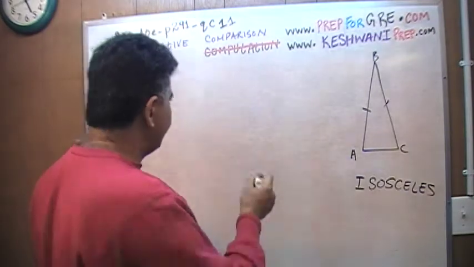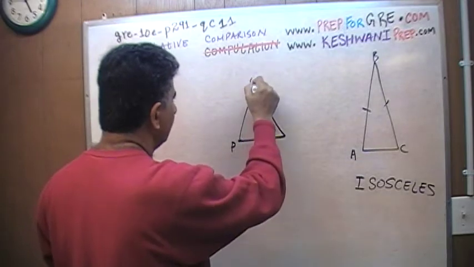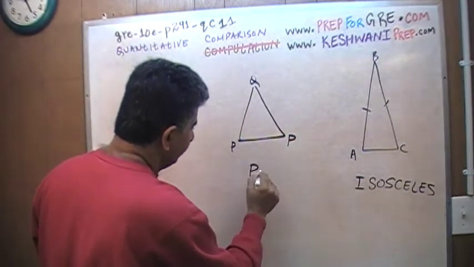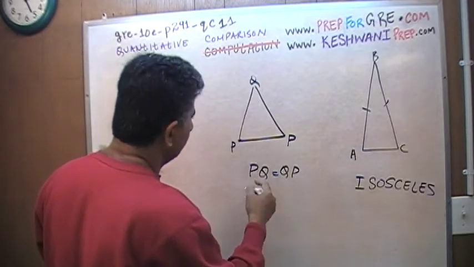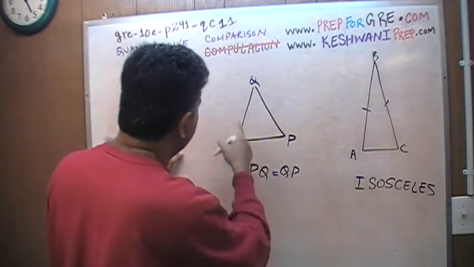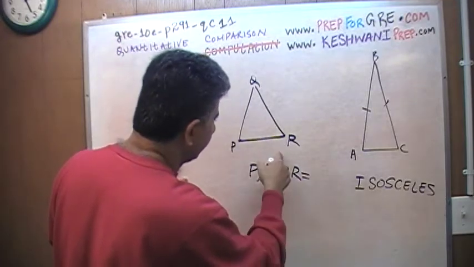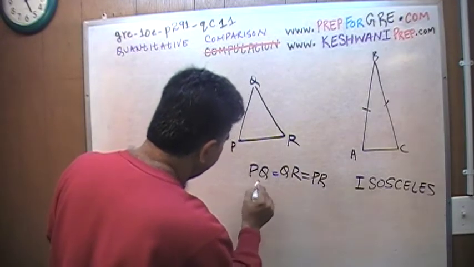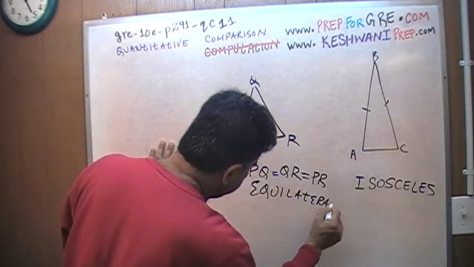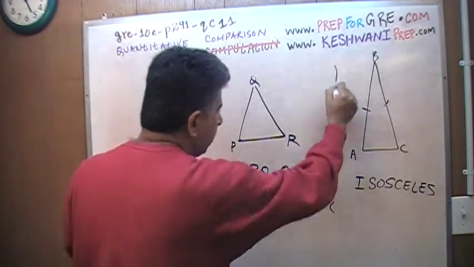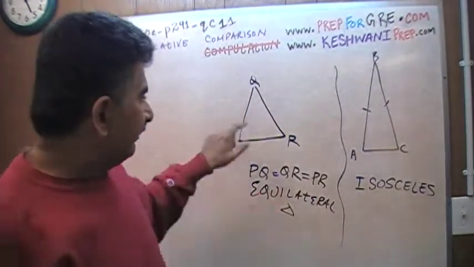And since all three sides are equal, I'm going to draw you an equilateral triangle here. Let's call it PQR. PQ is equal to QR, which is equal to PR. This is an equilateral triangle. An equilateral triangle is so called because all three sides are equal to each other.